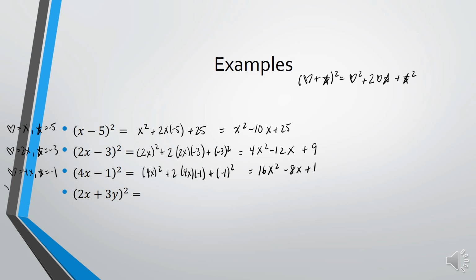And my last one, again, I would pause this if I were you and try to do it on your own. My heart is 2x, my star is 3y. So according to the rules, I'll have 2x squared at the beginning. I'll have 3y squared at the end. And in the middle, I'll have 2 times my two terms being multiplied together, which should give me 4x squared plus 12xy plus 9y squared. So that's your rule about perfect squares.